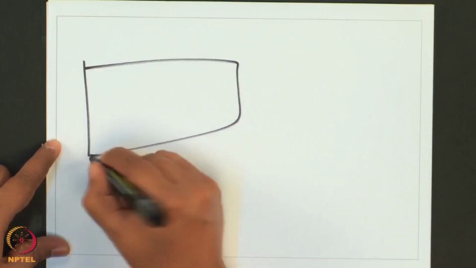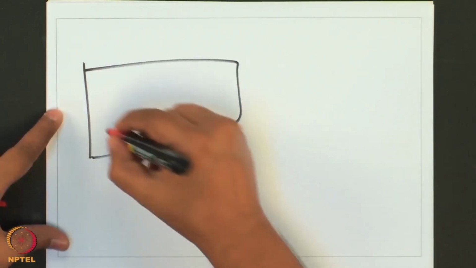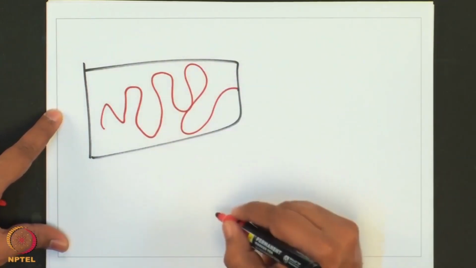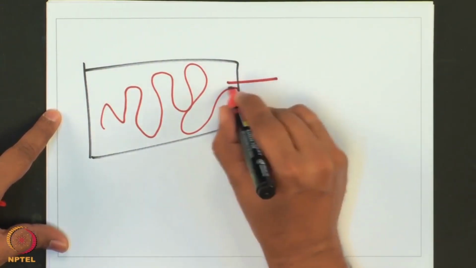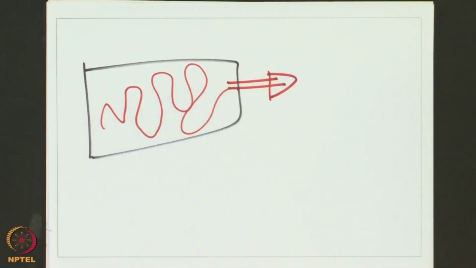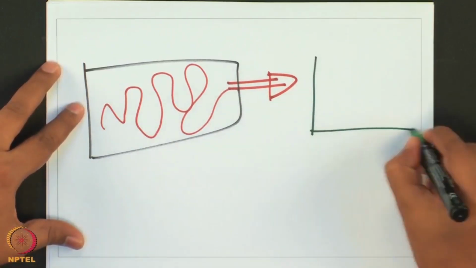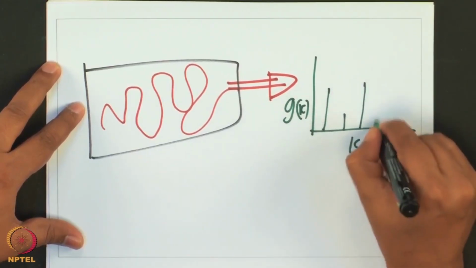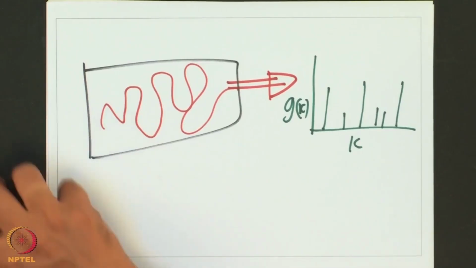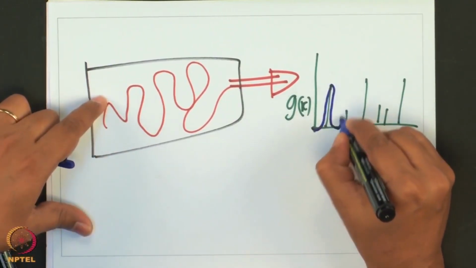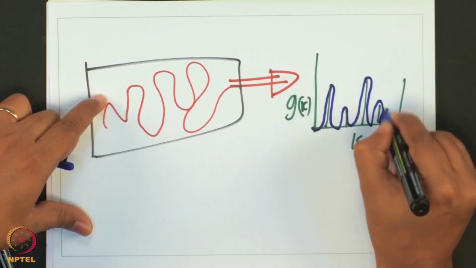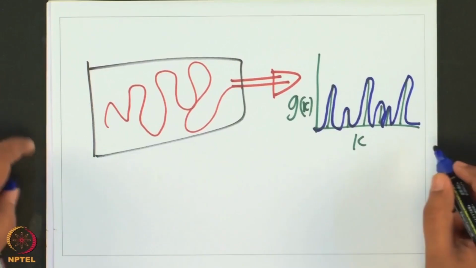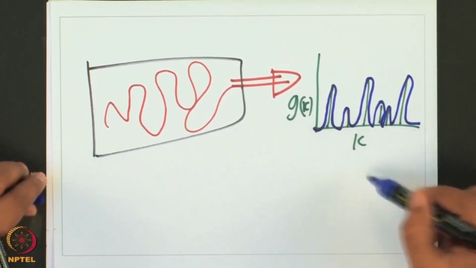So let me just remind you the basic principle. You have some shape of a protein or shape of any structure that you like, and you do some experiment, and what would you get? You would get some other function which is g of k, which I would draw as some kind of peaks. It could be a more continuous function like this. So, I would get g of k as a function of k.